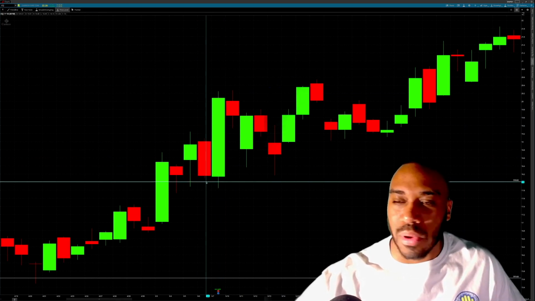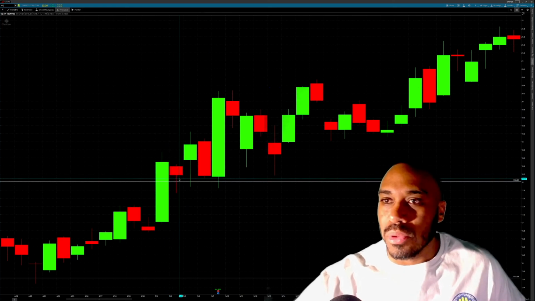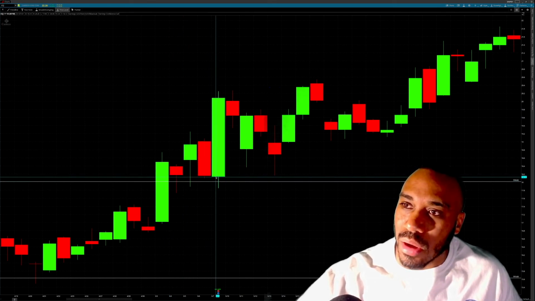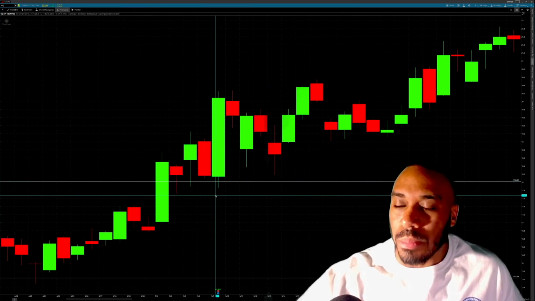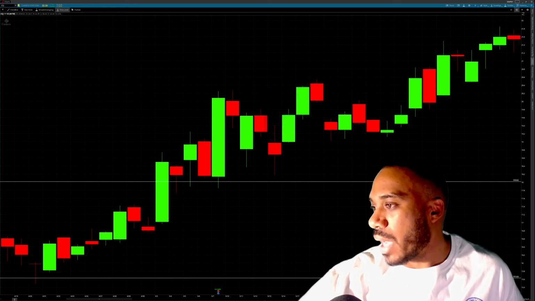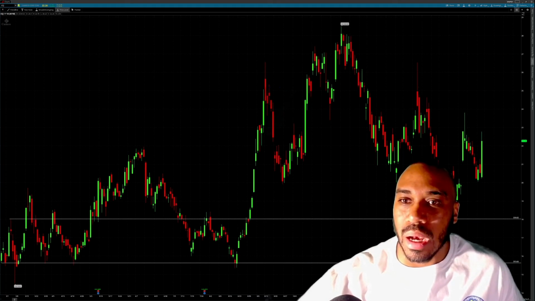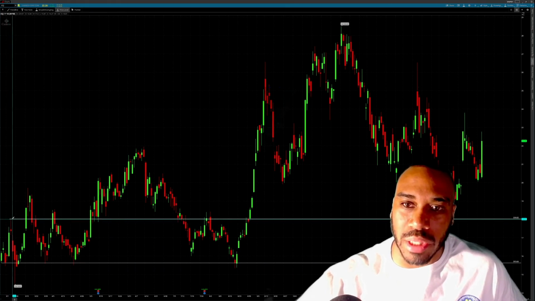So these lines don't have to be perfect, and I wouldn't draw them perfectly. Some people usually draw them on the body themselves or on the wicks themselves, but I think that you miss some of the move when you do that. So that's why I don't like to do that, right? So consider that. When you draw, it doesn't have to be perfect.